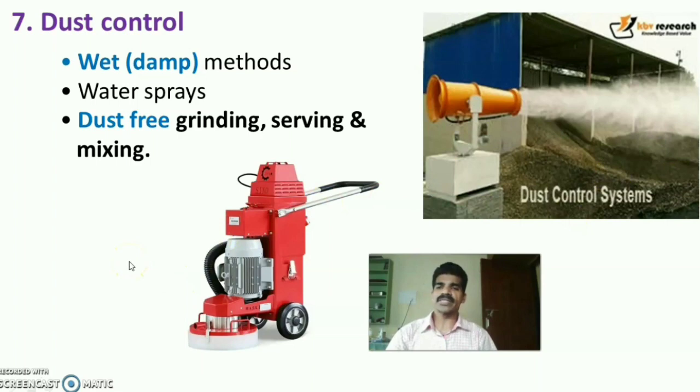The seventh engineering measure is the dust control measures. Dust control can be done in the industry or factory with the use of wet methods, that is damp dusting or damp methods, or by using water sprays. You can see the picture with the water sprays for dust control. Then using dust-free grinding machines, sieving systems, mixing machines, etc. So the dust control measures include wet methods of dusting, water sprays to prevent the spread of dust and exposure to the employees, then using dust-free grinding, sieving and mixing machines in the industry. These are the different ways to control dust in the industry or factory.